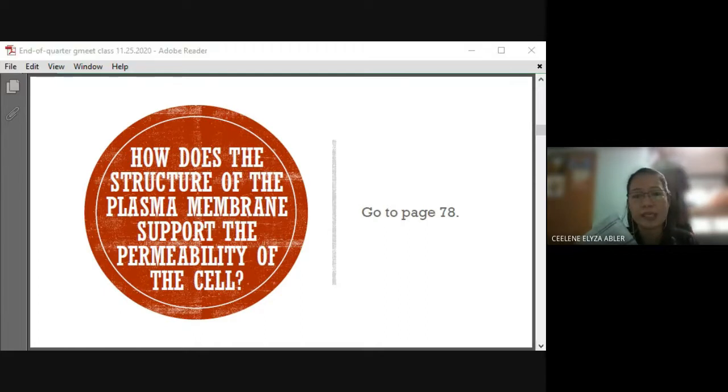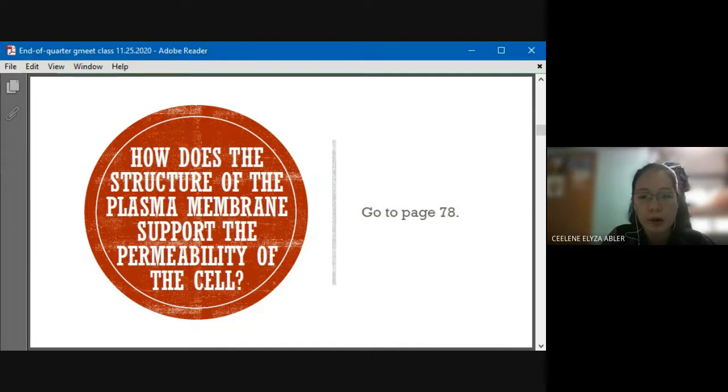That's in your discussion. You have there the components and functions of the plasma membrane. If you have your textbook, you can open it to page 78, which is in chapter 3. For those who don't have a textbook, you can use the e-textbook, the electronic textbook I gave in Google Classroom. You can check it out in Google Classroom.